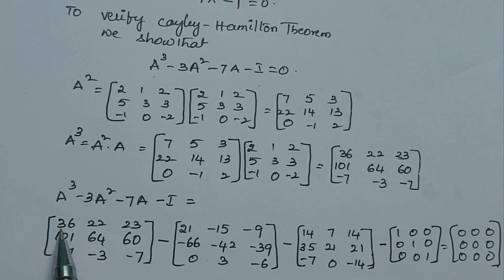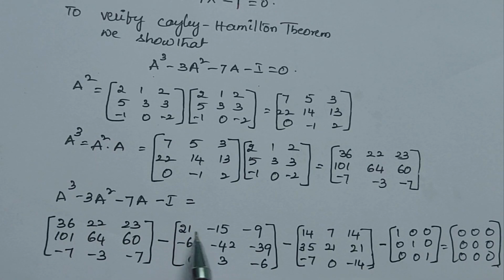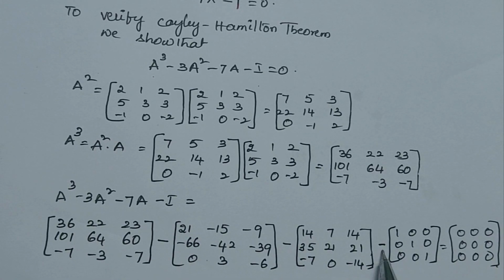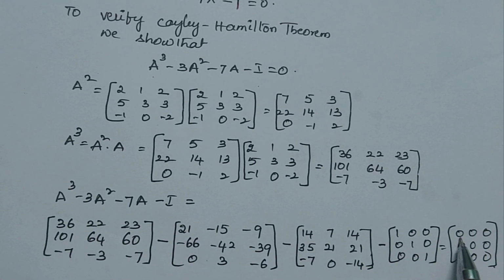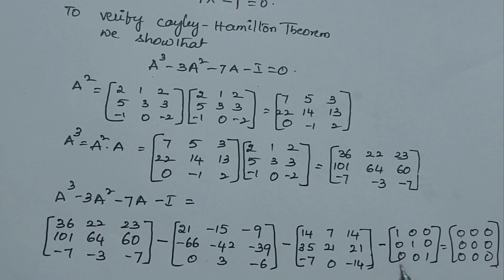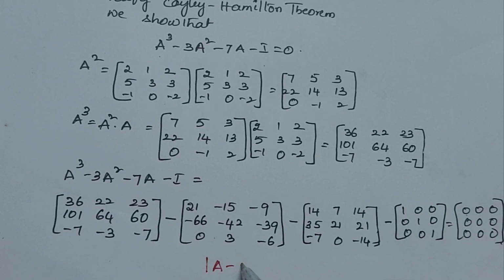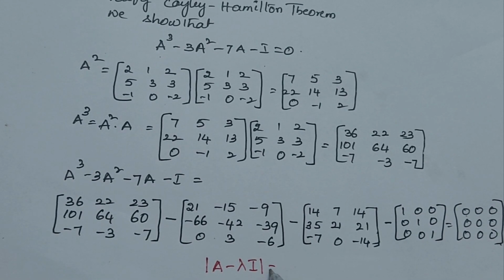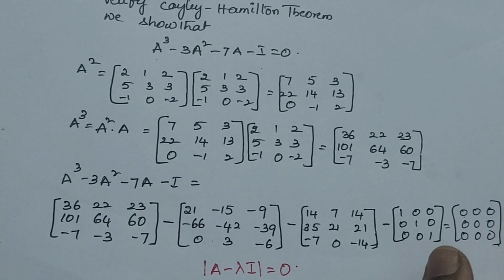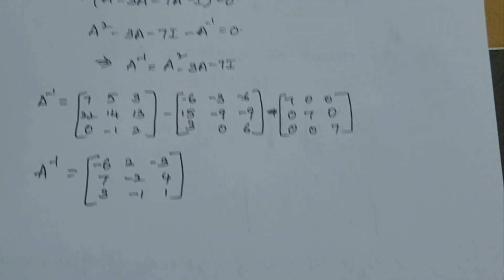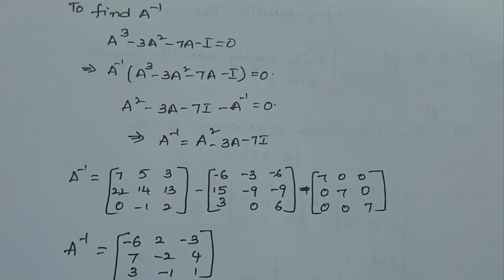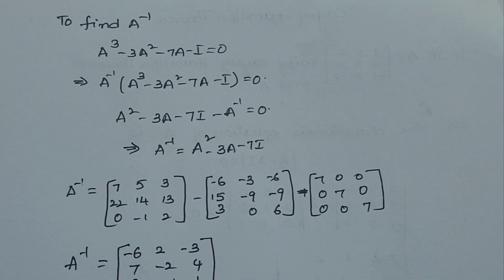So just we check the first element, 36 minus 21 minus 14 minus 1 equal to 0. So all the values are 0 here. So we have proved that A satisfies its characteristic equation, det of A minus lambda I equal to 0. So Cayley-Hamilton theorem is verified for the given matrix. Now we have to find out A inverse.